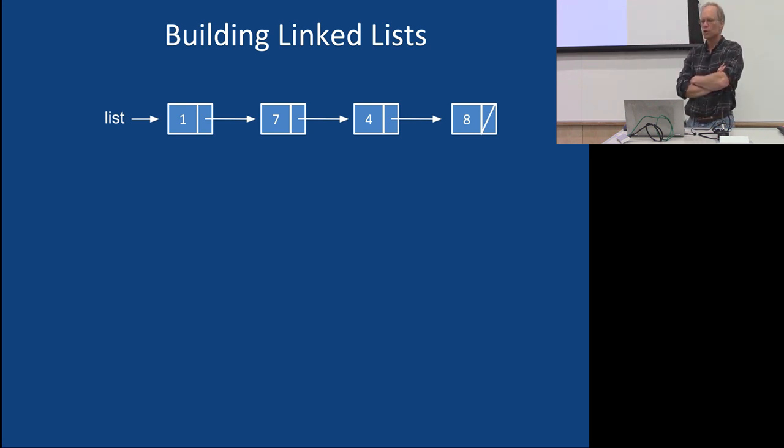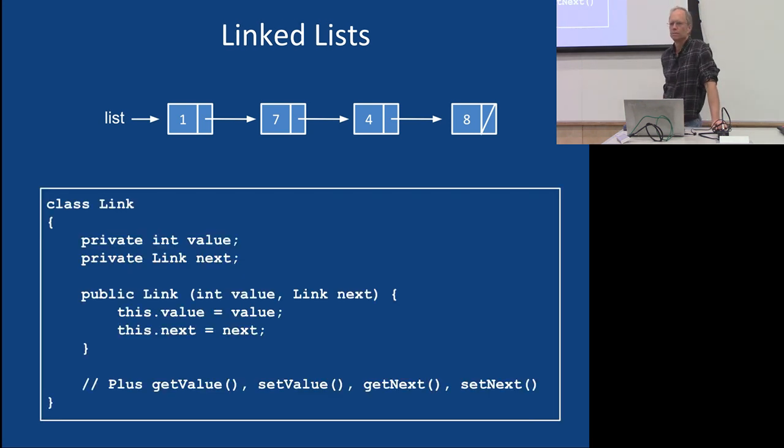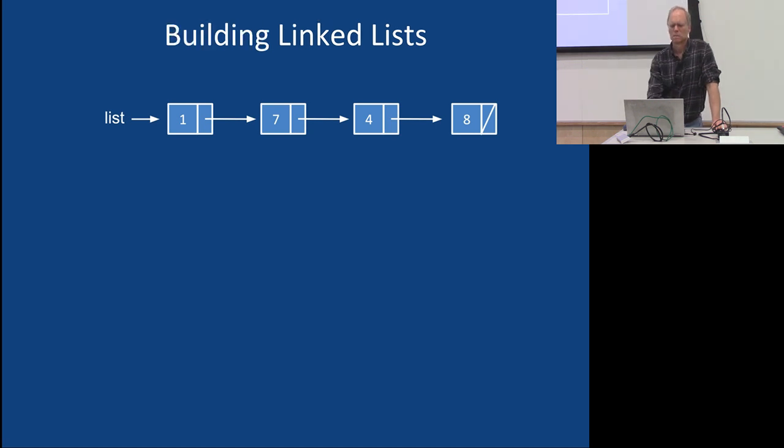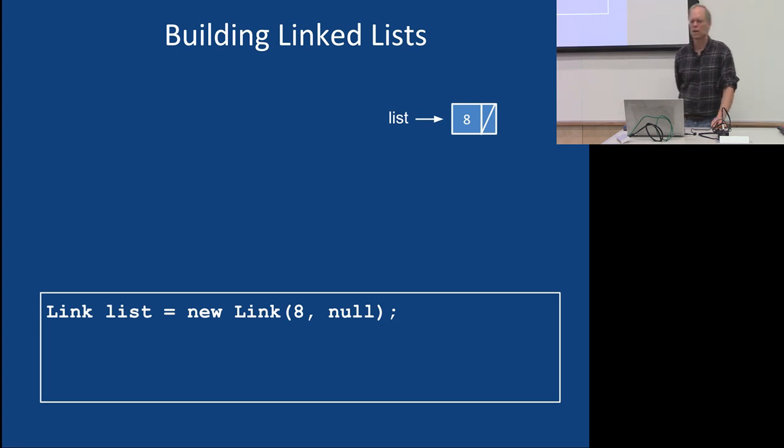So how would you build just the link that contains 8 as its value and null as its next, using that constructor right there? Just plug in 8 and null. Yeah. So we could say list equals new Link(8, null), and we would have that picture up there. Okay, but we want to get to this picture. So how could we add 4 to the beginning of that list?